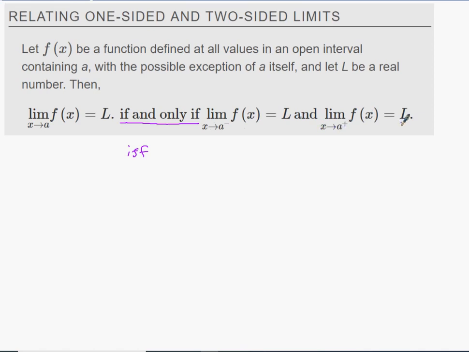Or we could reverse that, and start on this side and say the one-sided limit from the left is L and the one-sided limit from the right is L if the limit of f of x as x approaches a is L in general. Okay, it works both directions when you see if and only if. You can turn it around either way, and we get a conditional statement starting with either end of that. Just a quick reminder.